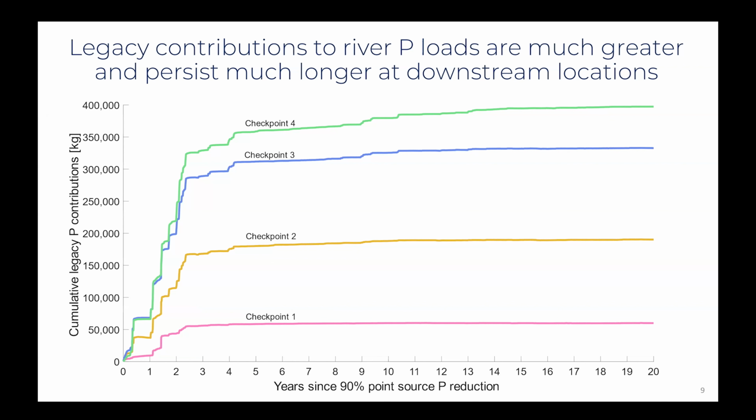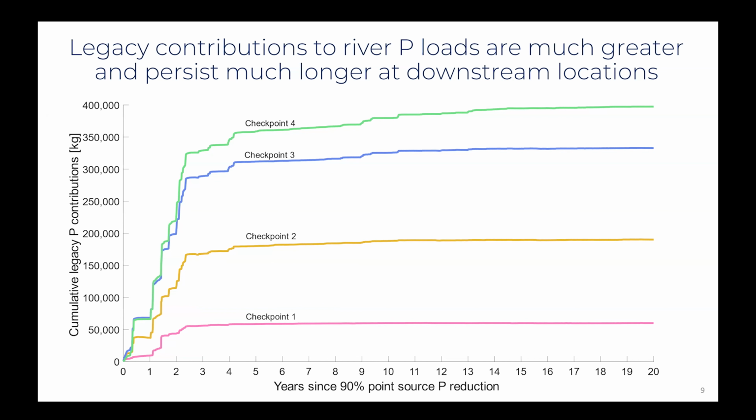For instance, at the first checkpoint, that's pink, the in-stream legacies contribute 50,000 kilograms of phosphorus over the 20 years, while at the final, most downstream checkpoint, in-stream legacies contribute 400,000 kilograms of phosphorus. And then the second takeaway is we see that at the first checkpoint, virtually all in-stream legacy contributions occur within the first 2 to 3 years after the point source reduction.